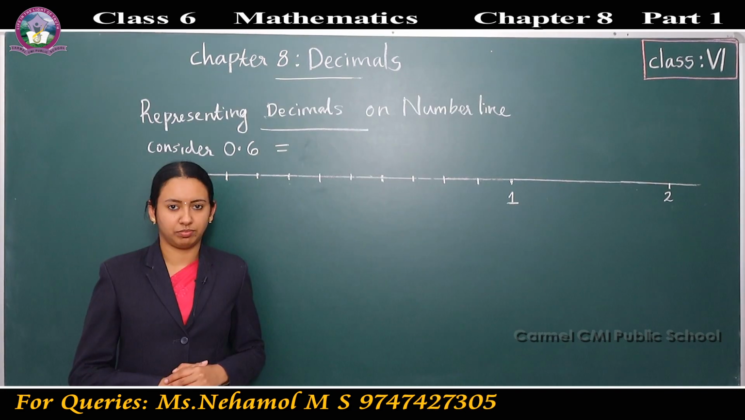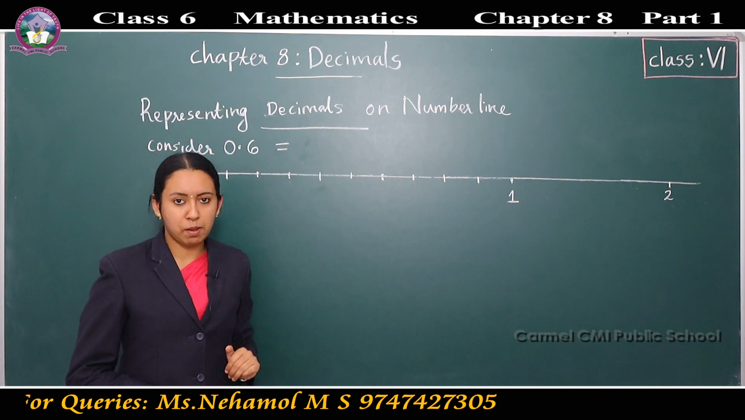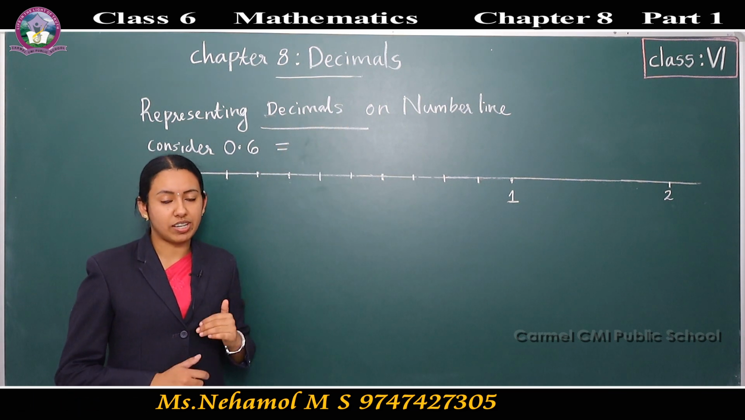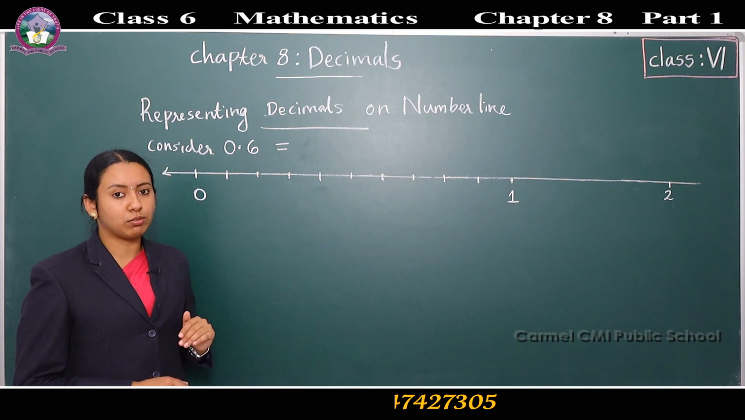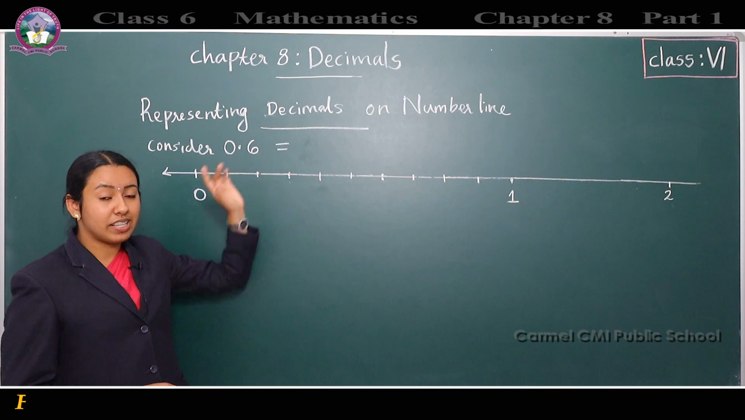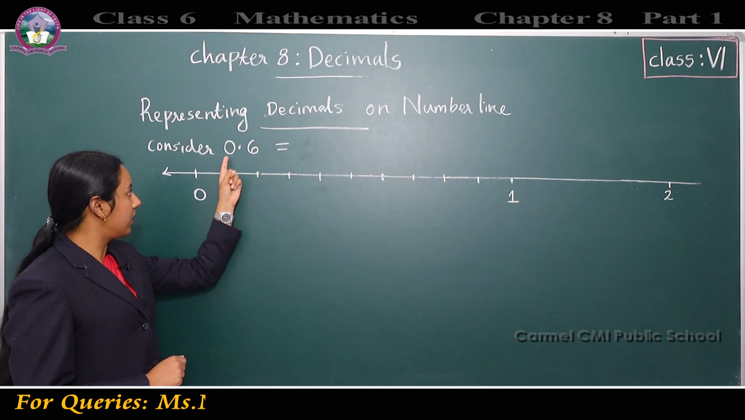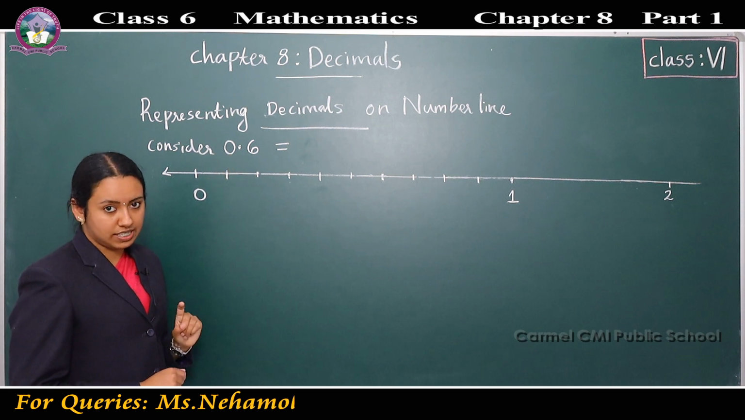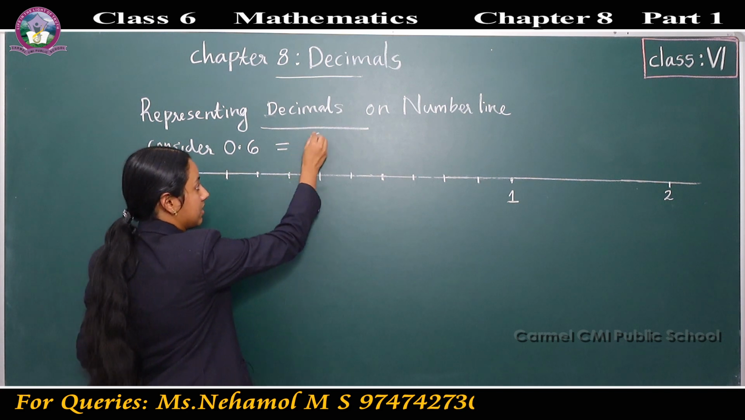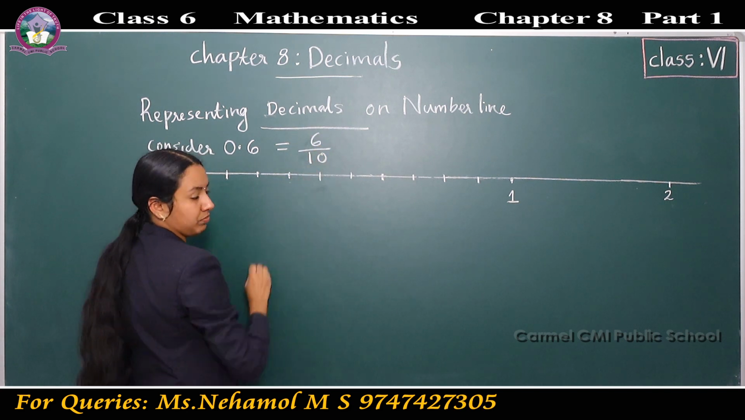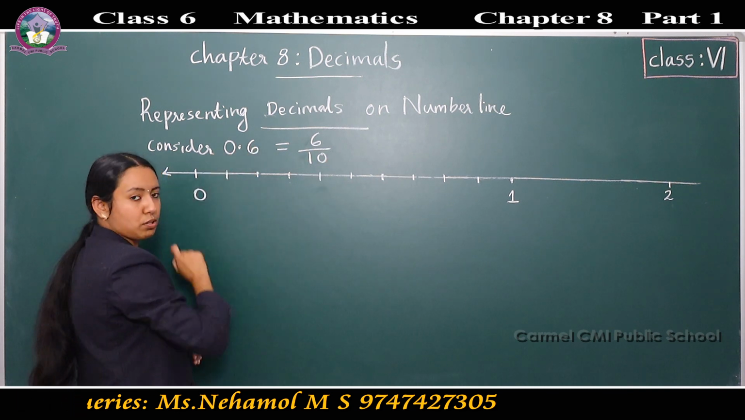45.12. Next topic, representing decimals on a number line. In the last lesson, we studied how to represent a fraction on a number line. Now we are going to study how to represent a decimal number on a number line. Consider the decimal number 0.6. The corresponding fractional number is 6 by 10. Then 6 by 10 is 0.6.